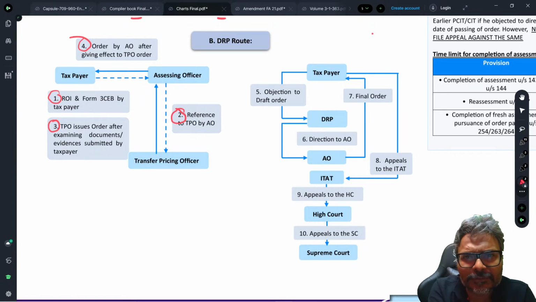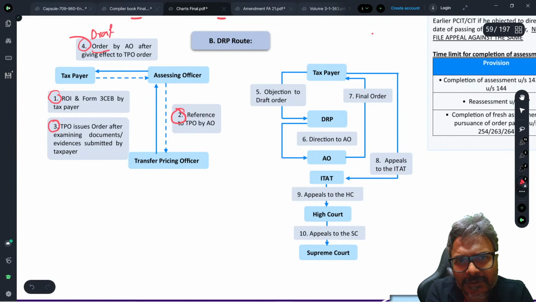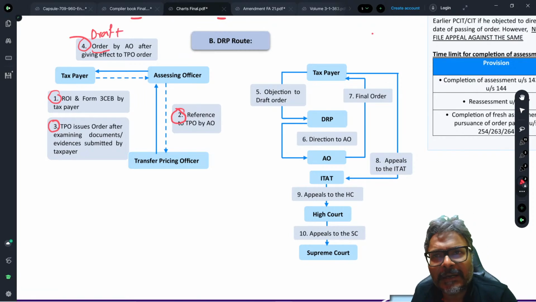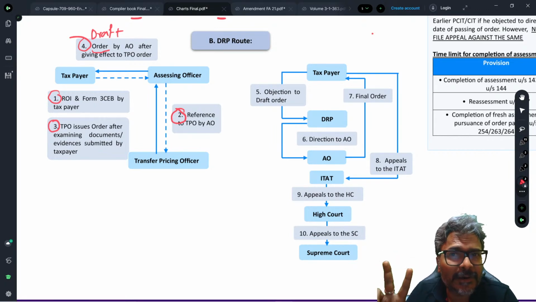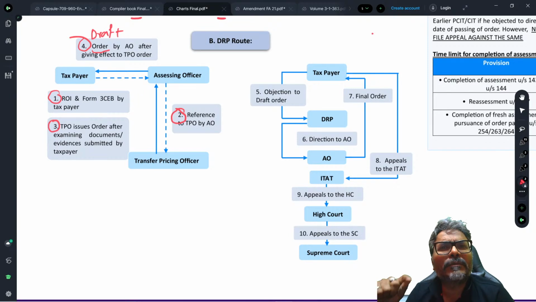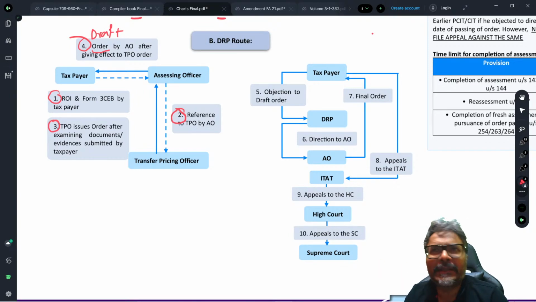Now this order, students, is known as a draft order. Students, you can write here, this is a draft order, not the final order. This order that will be passed by the AO to the taxpayer is a draft order. Now be very careful about it. Now on this draft order, the assessee has got two options. This is the question that was being targeted. On this draft order, the assessee has two options. One, he can file the objection on this draft order within 30 days before the DRP.